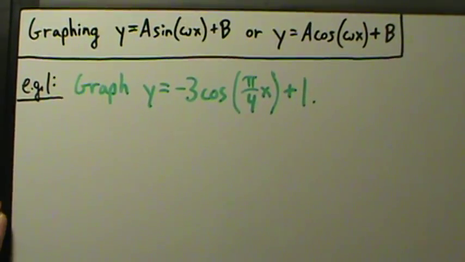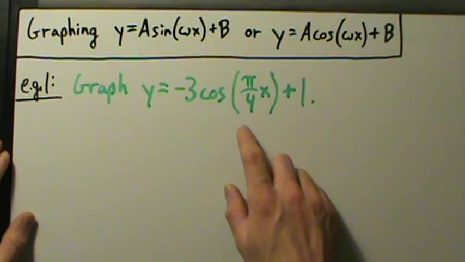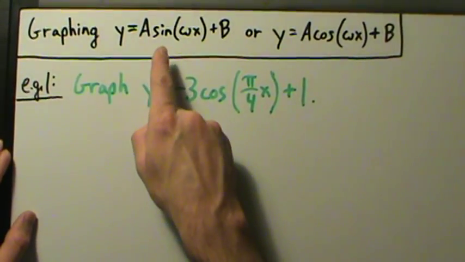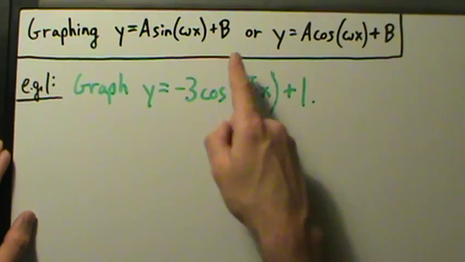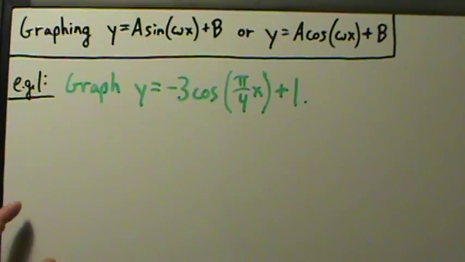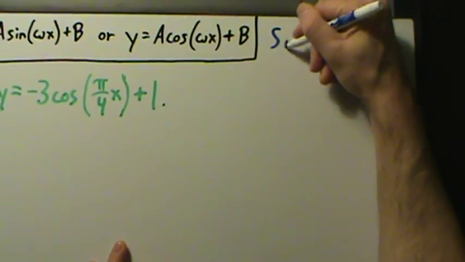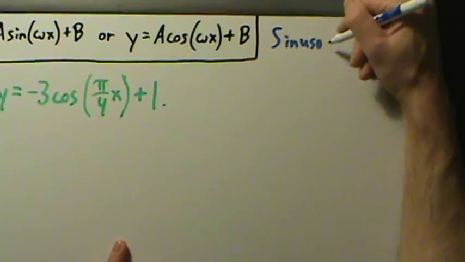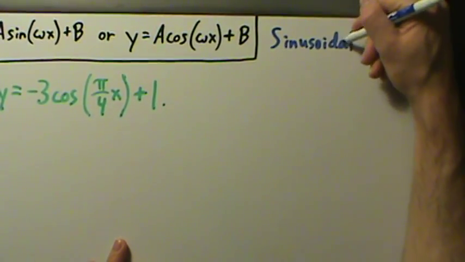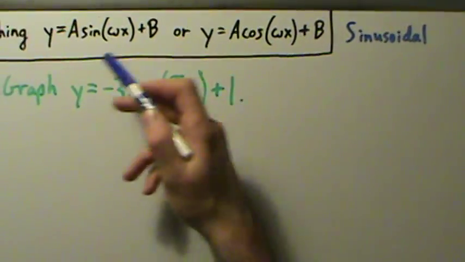Alright, here's an example of graphing a more complicated type of function like this. So this is graphing y equals a sine omega x plus b, or y equals a cosine omega x plus b. Functions like these are called sinusoidal. So that's written like this. If you're talking about graphing a sinusoidal type function, then that means something like this or something like this.